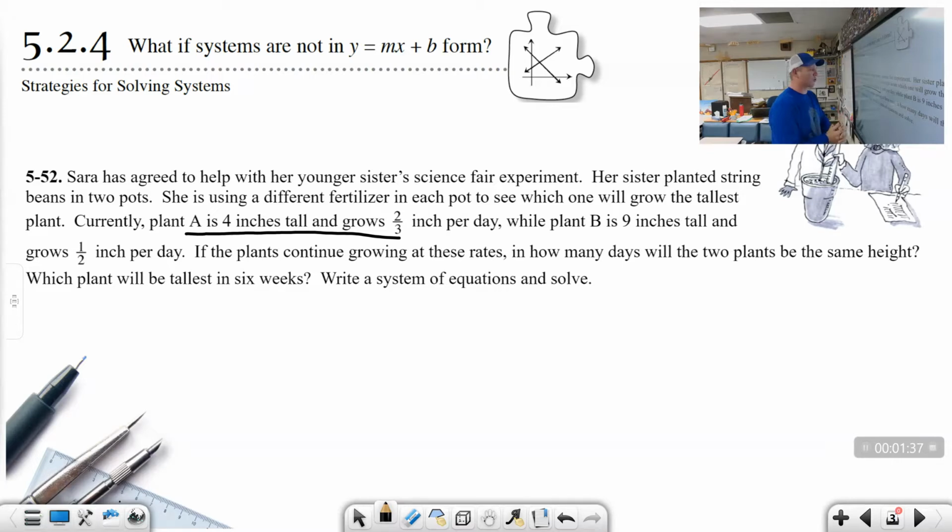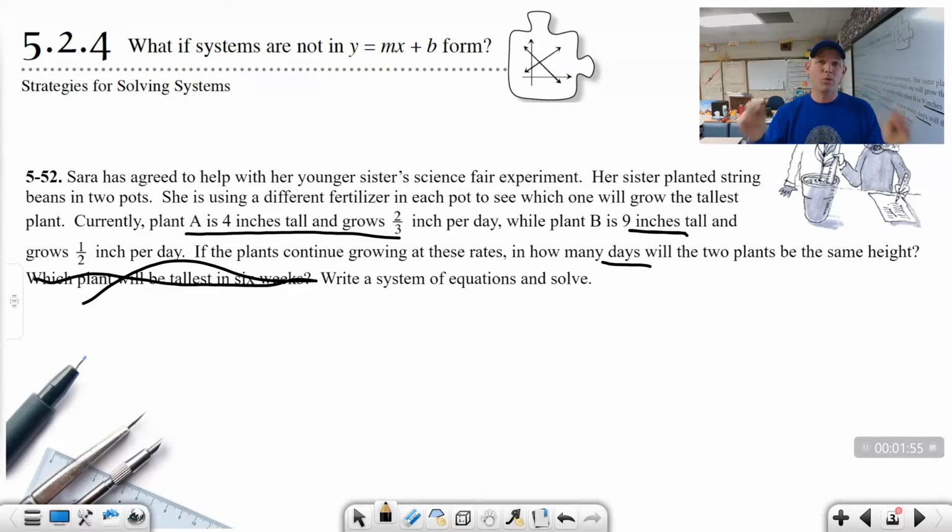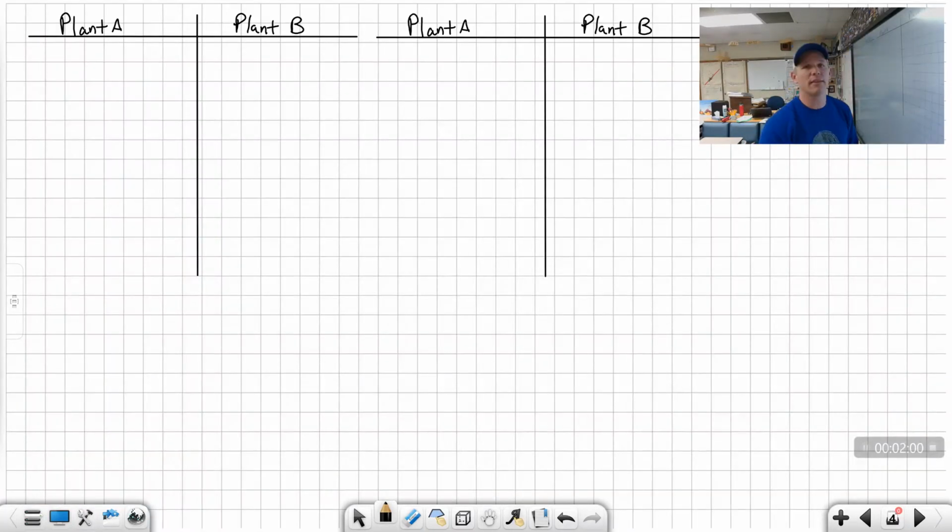If the plants continue to grow at these rates, how many days will it take the 2 plants to be the same height? Notice we're in inches. Which plant will be the tallest in 6 weeks? I'm going to ignore that question. Write a system of equations and solve. Remember, yesterday's question, when will they be the same? That is the key question here in this chapter. When will they be the same?